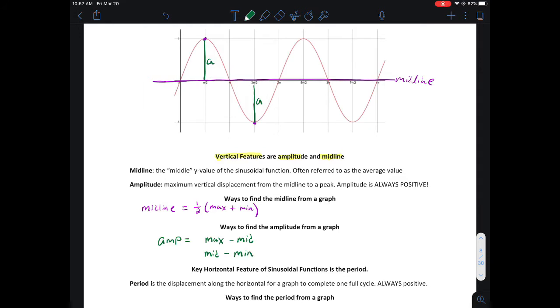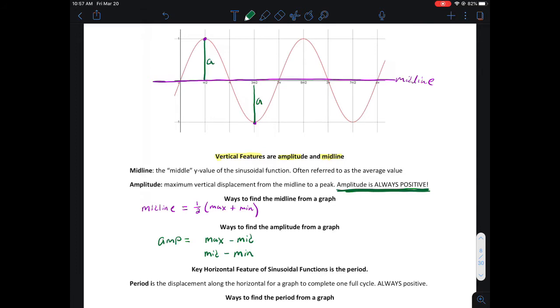And I could even find the distance from max to minimum vertically. So max minus min, and half that, would give me my amplitude as well. So there are some ways to get our midline and amplitude, which are our key vertical features. Something to keep in mind is that amplitude is always positive. I can never have negative amplitude. I can negate the trig function, but the amplitude is still positive.